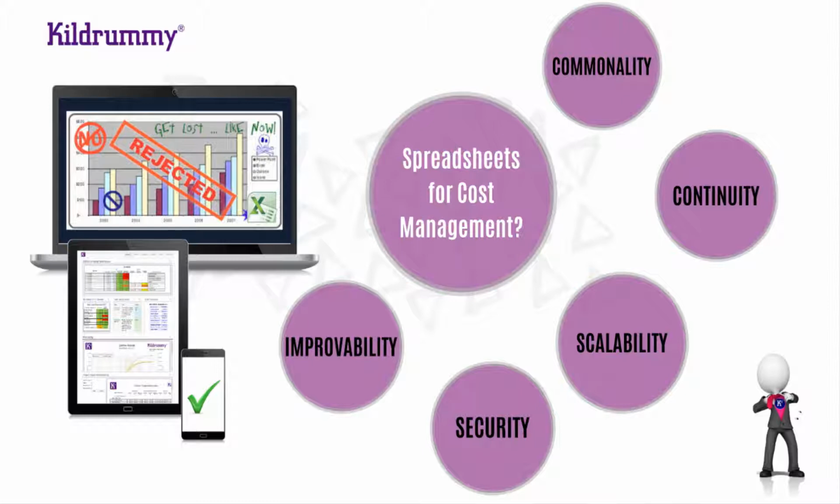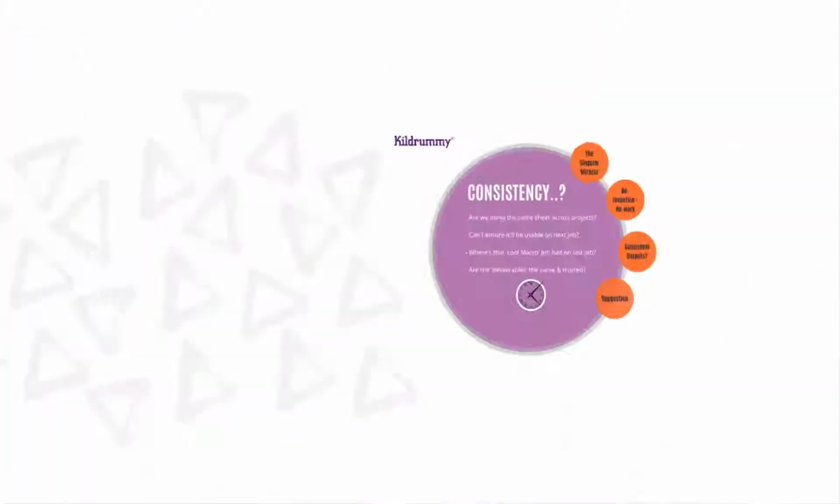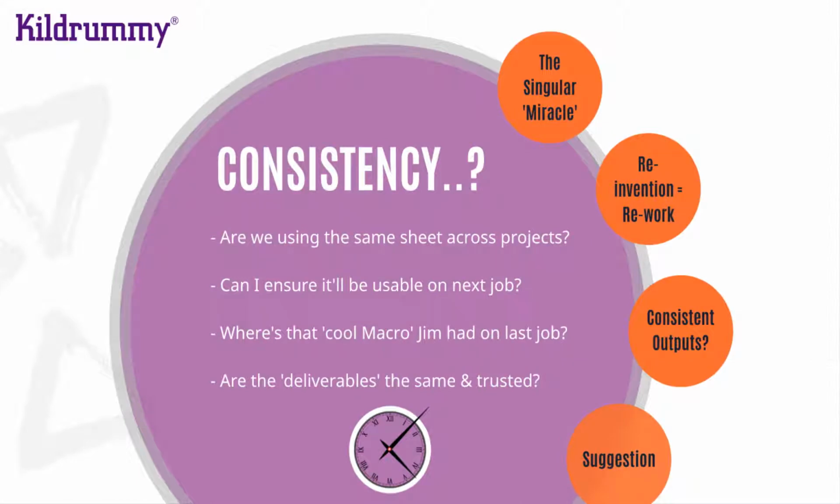So now let's take a look at continuity, or in another word, consistency. So many of us have been in a situation where we join a project and there's this all singing, all dancing spreadsheet that's known as the single miracle. It can produce any reports for anybody, can be sorted in any way, can be sliced and diced, etc. The only issue with that is there's probably only one person on the project who knows how to use it.